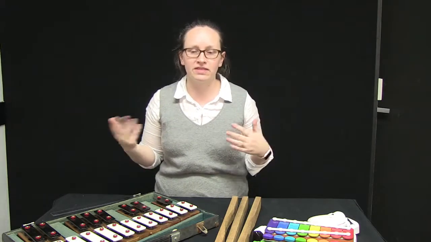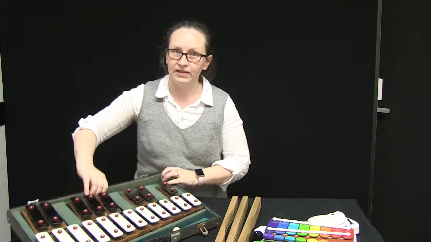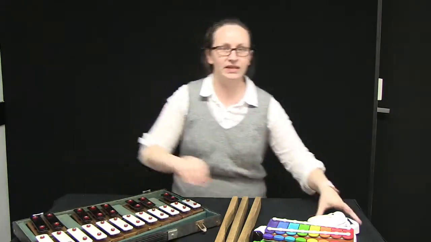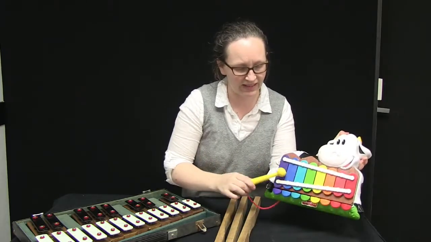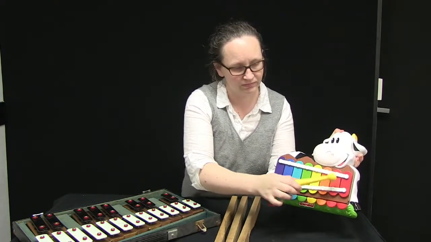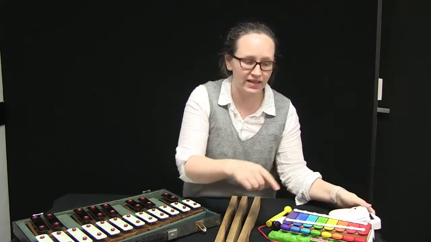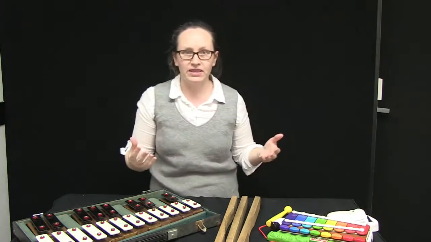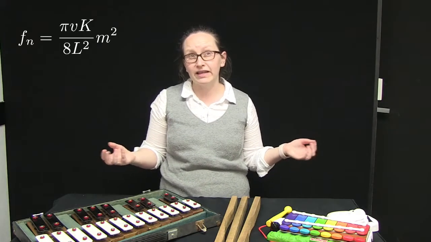So one of the simpler instruments to understand is a Glockenspiel, like this one here. Or possibly, you've seen toy ones of these, like this cow one here. So how can we work out what frequency those notes are when they're played? Well, the equation for the frequency is quite complicated.